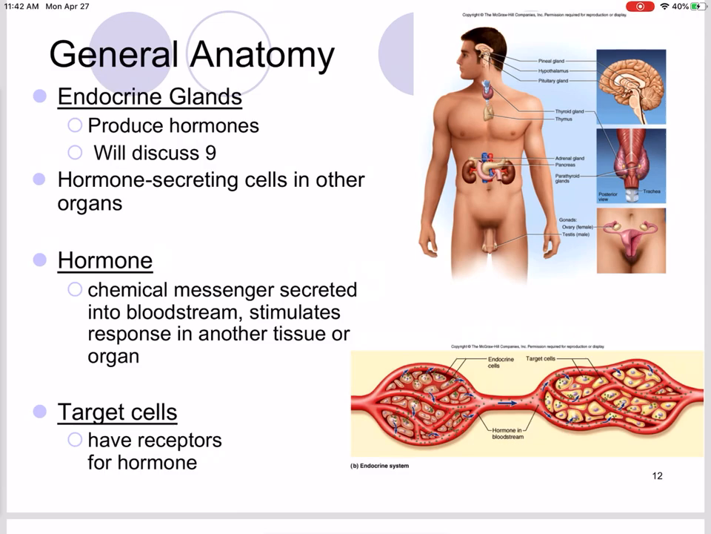Keep it simple, folks. All right, let's talk about hormones. Let me go back. Okay, so we said the anatomy. We know what the glands are now. Glands release hormones. What are hormones? They're chemical messengers. Keep it simple. Hormones are chemical messengers.